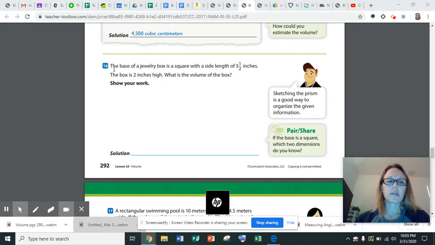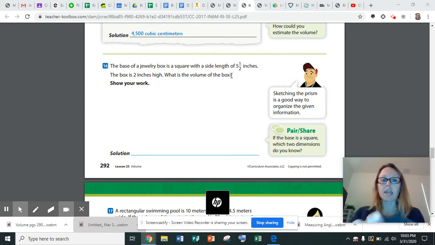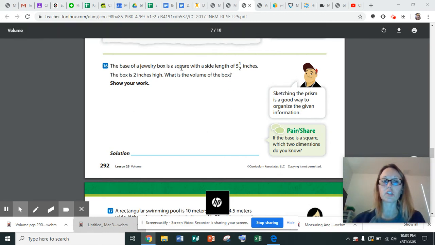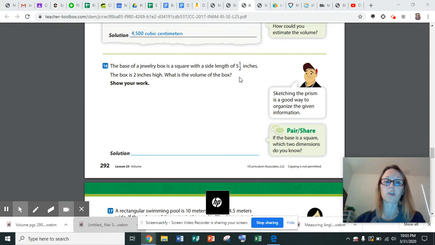Number 16 says the base of a jewelry box is a square with a side length of 5.5 inches. The box is 2 inches high. What is the volume of the box? Okay, my first suggestion to you is to draw a picture. And it tells you that it's a square. So I would like for you guys to draw a picture and try to figure it out. The fact that it's a square tells me that the side lengths are going to be the same, because in a square, all side lengths are the same.